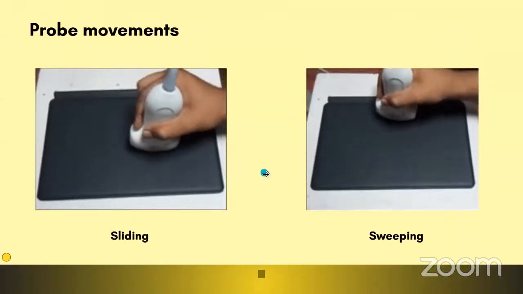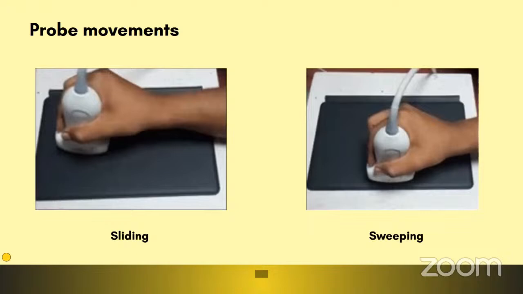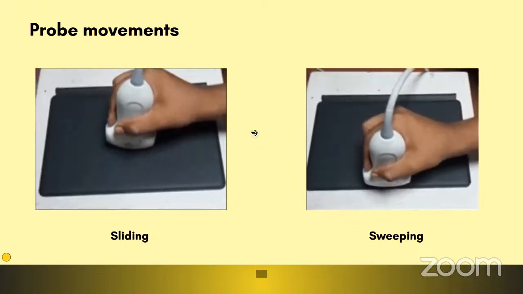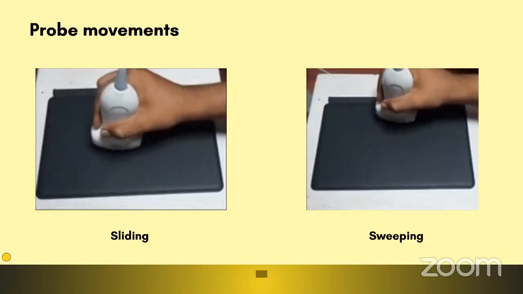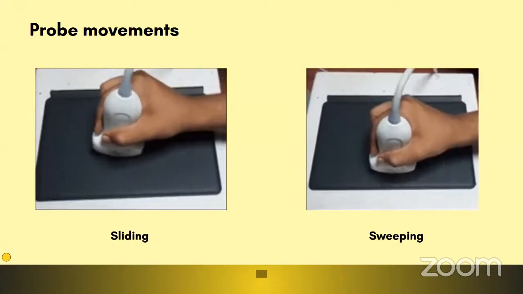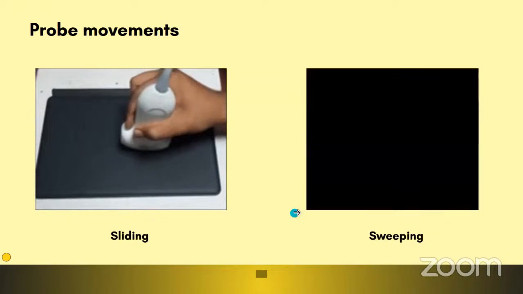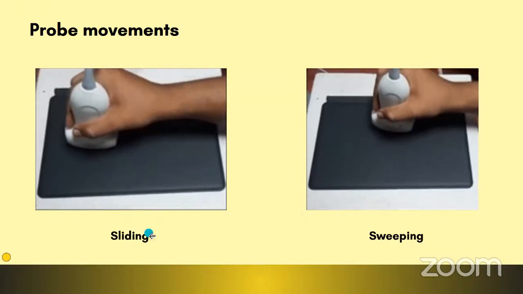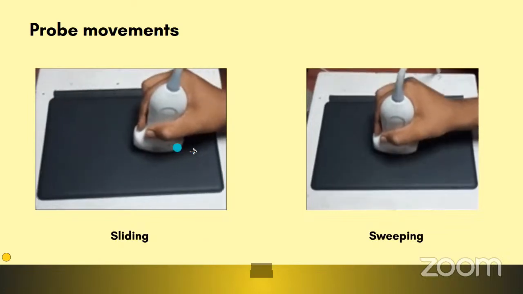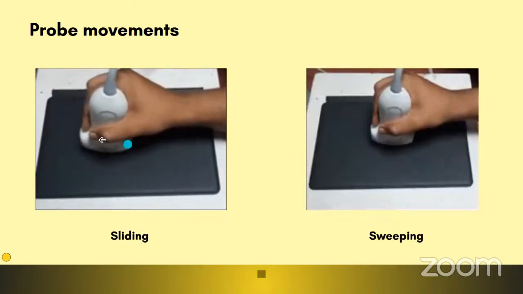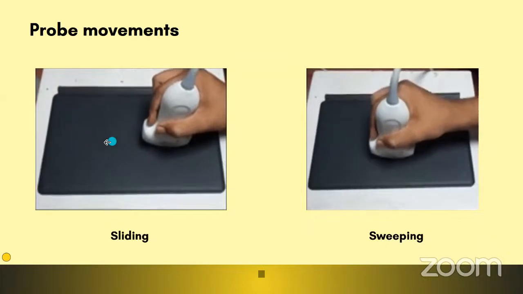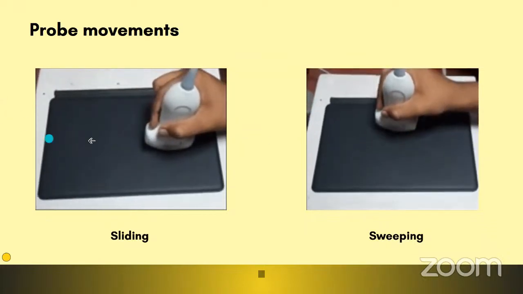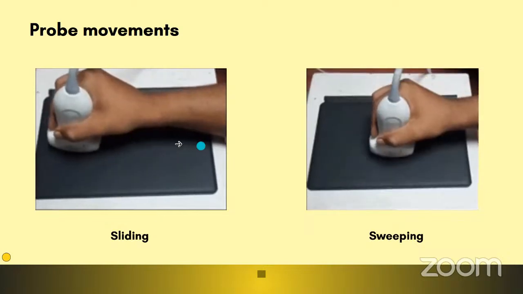Yeah. So these are the probe movements. Since the probe is our magic wand in ultrasonography, we must know how to handle it and move it across the patient's body. There are 6 primary probe movements. First is sliding, which is going to and fro in the cephalad direction. This is the head end, this is the leg end, means just going up and down, right?